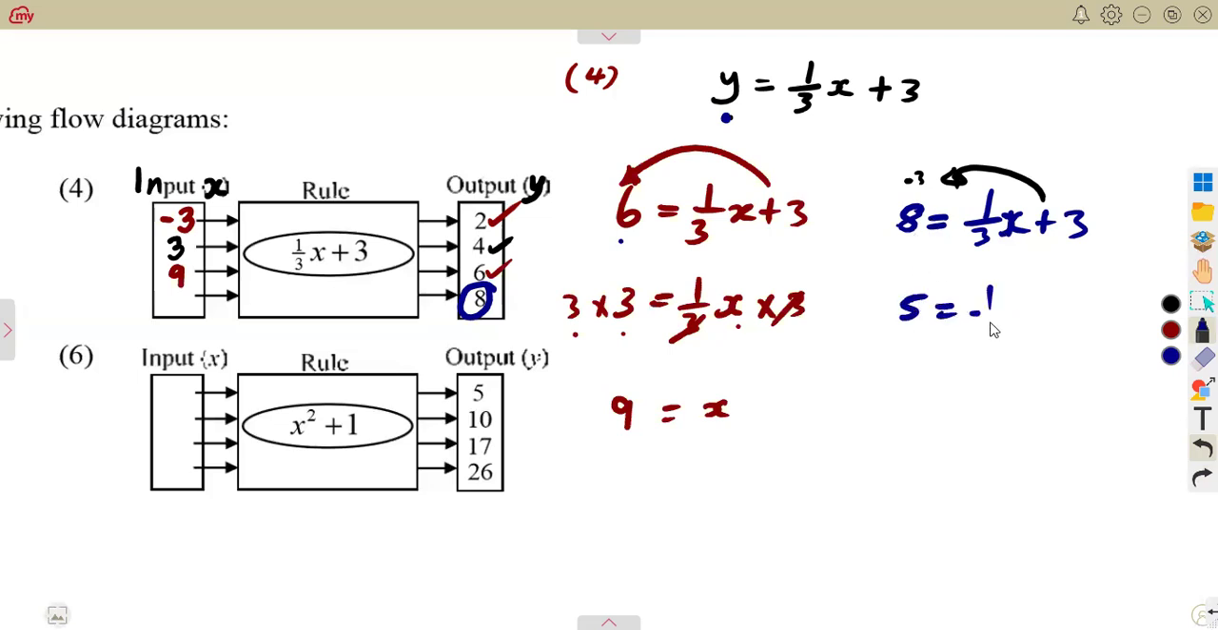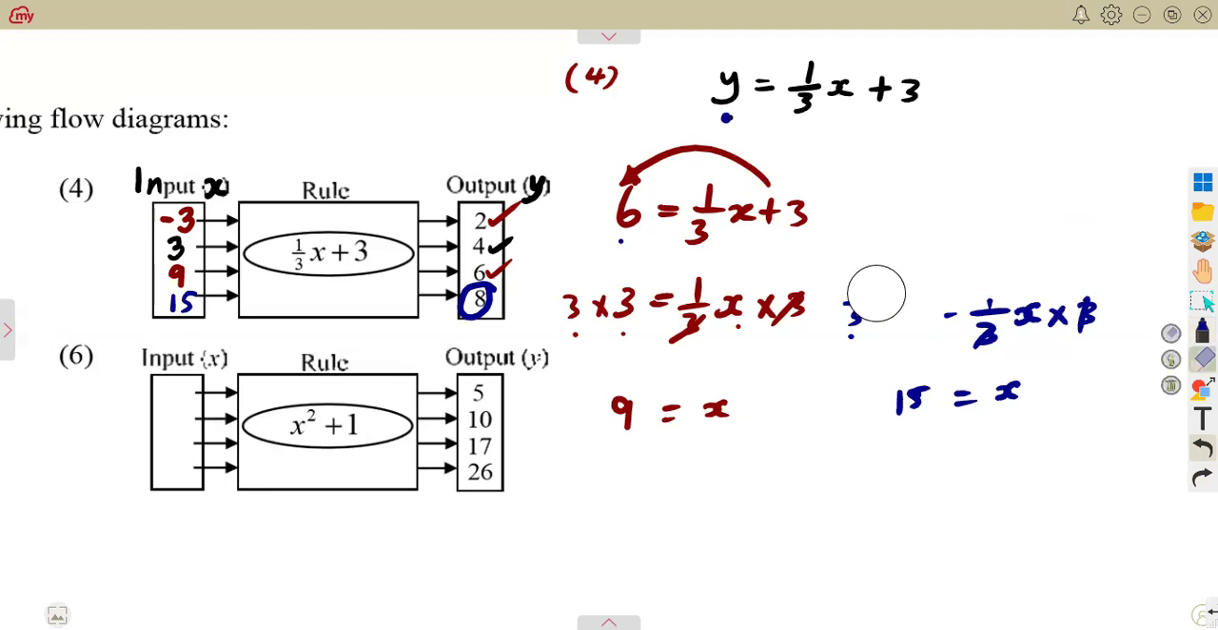So 5 is equal to 1 over 3x. Just like the previous case, multiply by 3. That's going to cancel. You've got x, 3 times 5, which is 15. So that is why the x value was going to be a 15. So you can substitute into the formula that we are given, the y value, to obtain the x value.